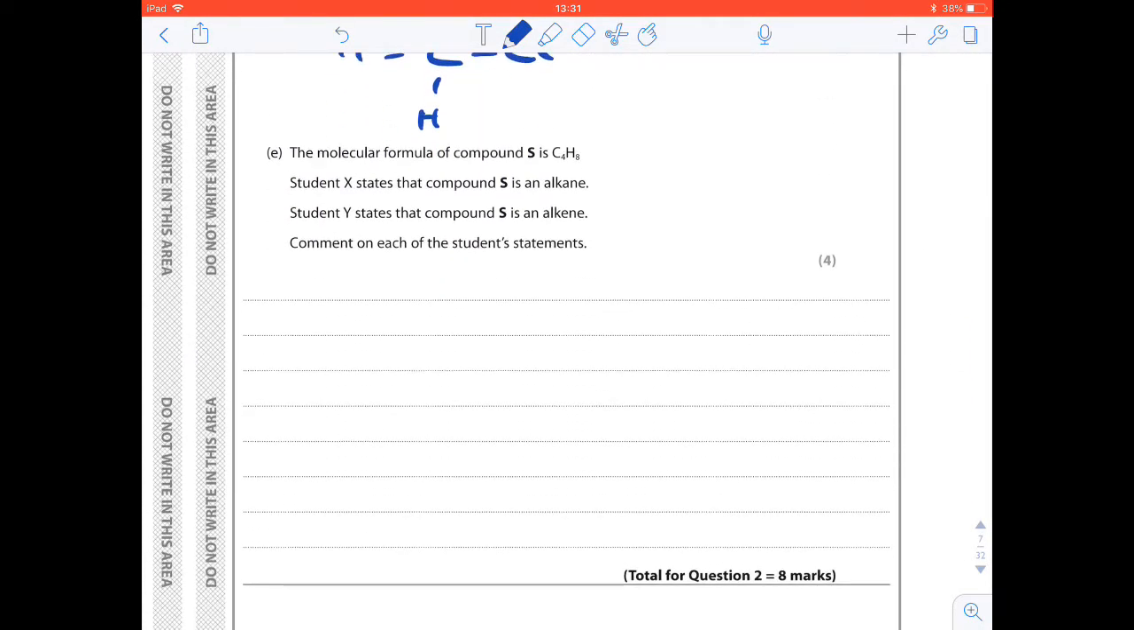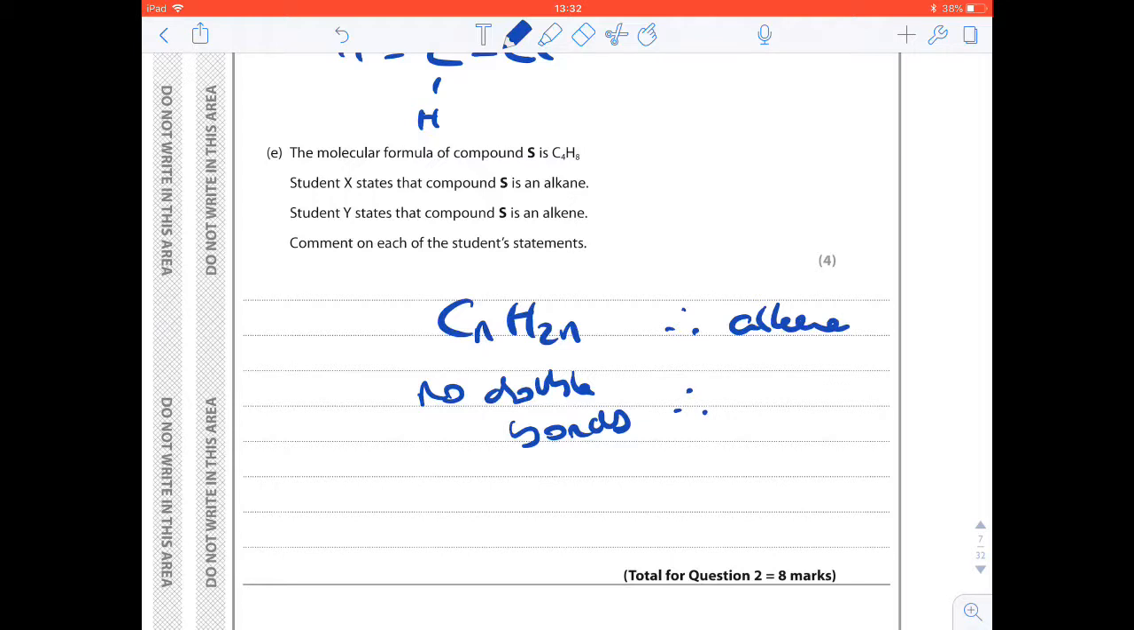If you have a look at the mark scheme, it pretty much says that it has to be an alkene because it's got the general formula for an alkene, i.e. it fits with CnH2n. So it looks like an alkene, but then it's no double bonds. So it seems to be an alkane, and obviously you would have written that in slightly more elegant English.